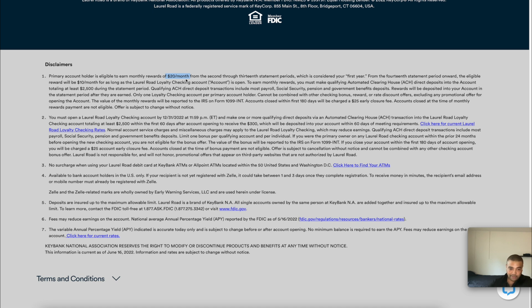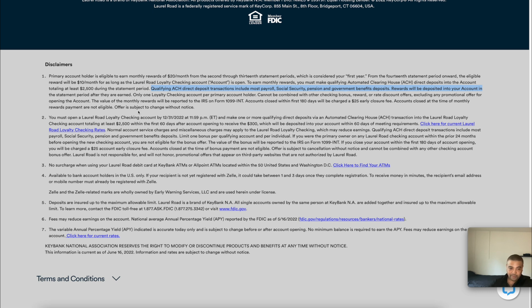Now, why they couldn't just say that like that, I'm not really sure, but this is why we read the terms and conditions. If you ever want to know what they cover as a qualifying ACH deposit, they're going to tell you right here. It's always payroll, Social Security, pension, government benefits, something like that. So that's where they qualify it.